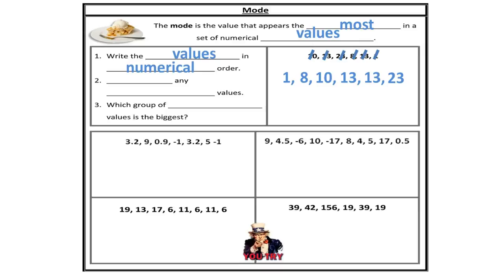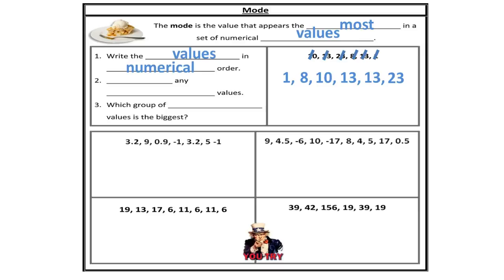Writing the values in numerical order is a great habit. It helps us when we find our mode, it helps us when we eventually find our median, and when we find our range, and when we do our box and whisker plots. This is a very helpful step for all of our different versions of the average we're studying.